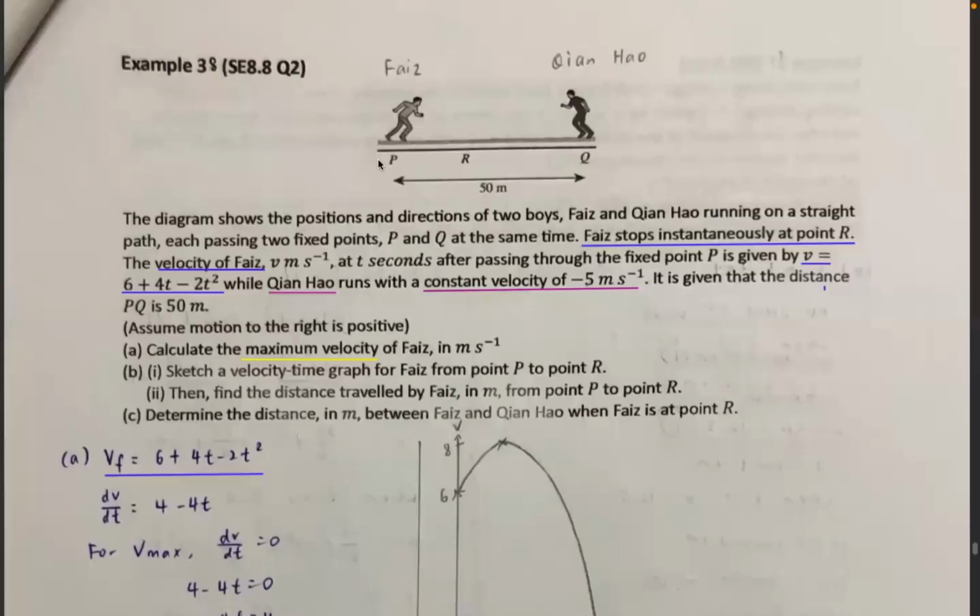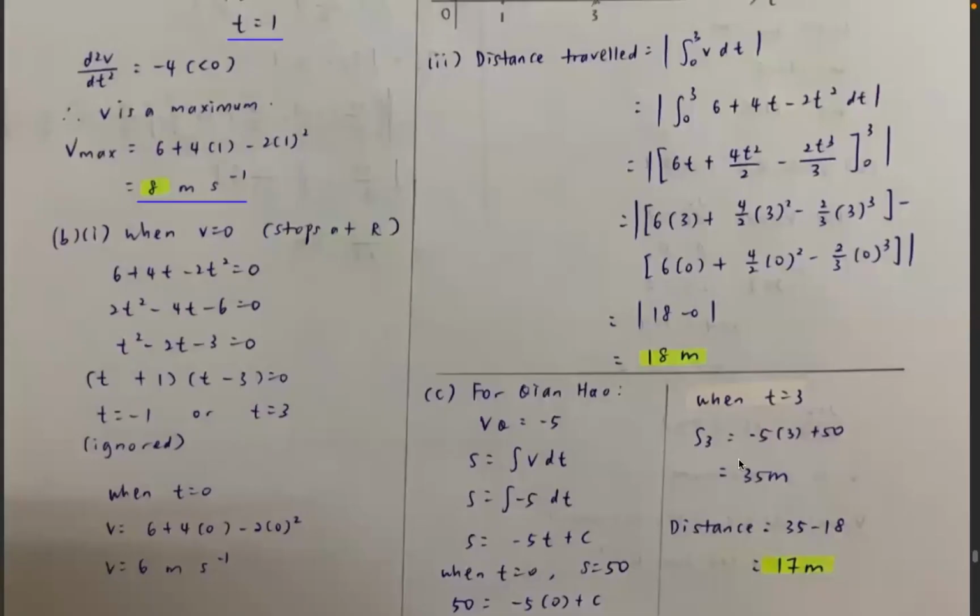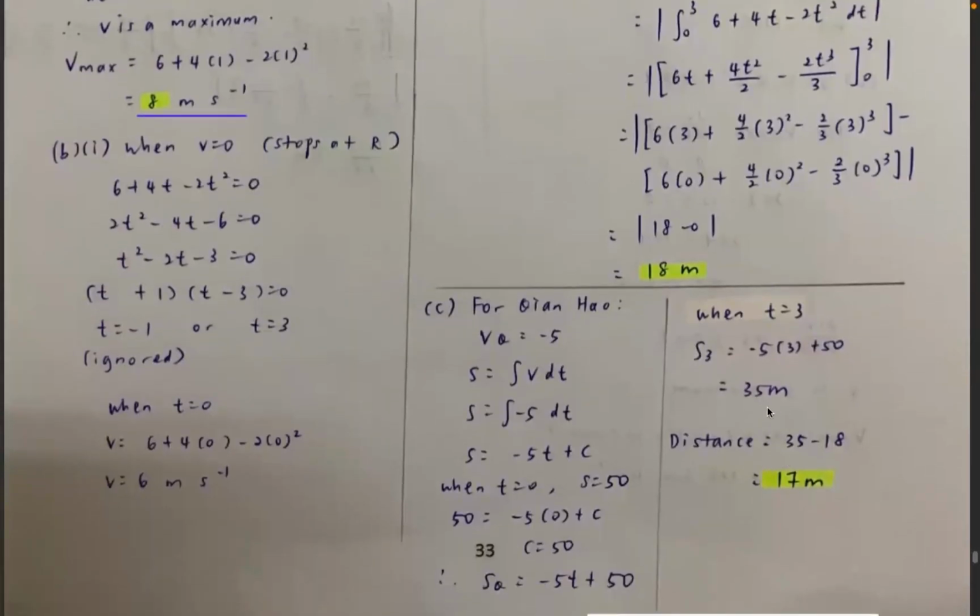Okay, so from the beginning until t equals to 3, the distance traveled is 18 meters. So that means when t equals to 3, for Far East, the displacement is s equals to 18. So Qianhao is at s equals to 35. To find their distance, we just do minus. So distance equals to 35 minus 18, we have 17 meters.